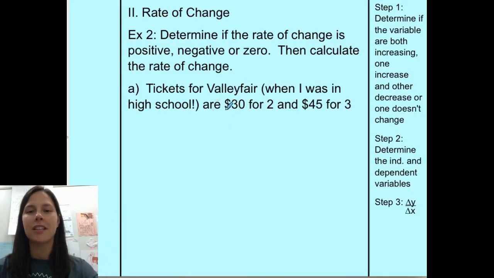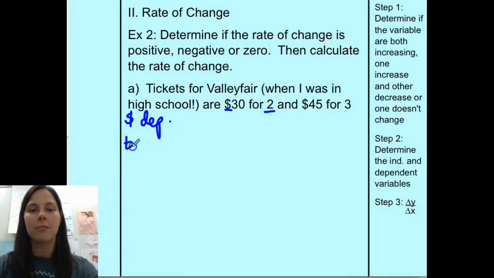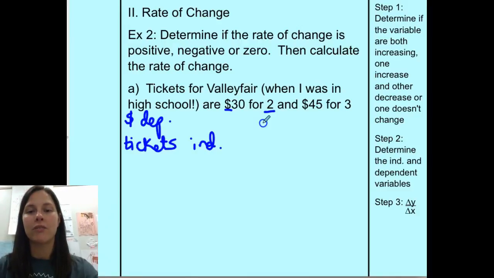Next, we'll be looking at calculating that rate of change. So we have an example with tickets for Valley Fair. $30 went up to $45, and the number of tickets went from 2 to 3. So does the money depend on the tickets we buy? Or does how many tickets we buy depend on the money we pay? The first sentence makes sense. So money is our dependent variable, and the number of tickets is our independent variable. It's important to identify that so that we can set up our rate of change.